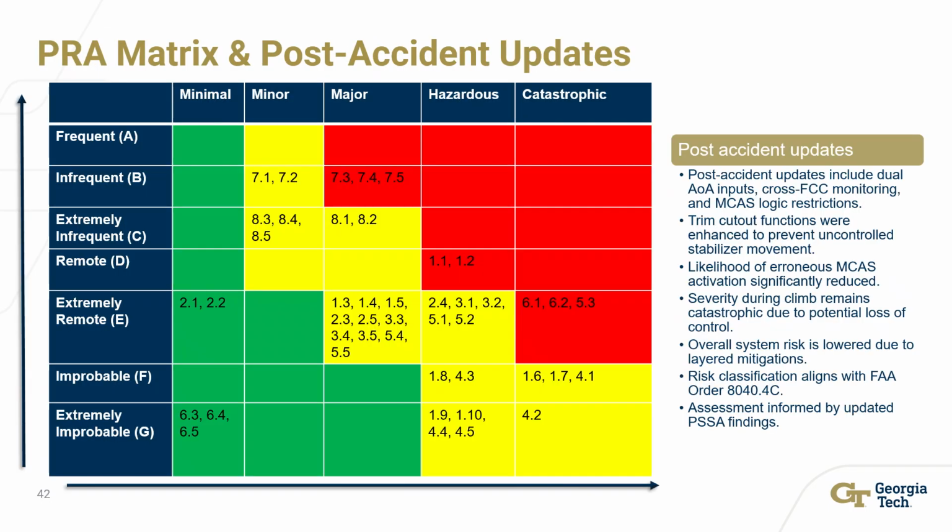This is the PRA matrix and post-accident update. The PRA matrix visualizes the severity and the likelihood of different failure modes. Pre-accident, the MCAS-related failure fell into the very hazardous or even catastrophic zone. The post-accident update moved this risk into a safer region by improving sensor redundancy, pilot alerts, and control authority. These updates were coordinated with FAA recertification and requirements.